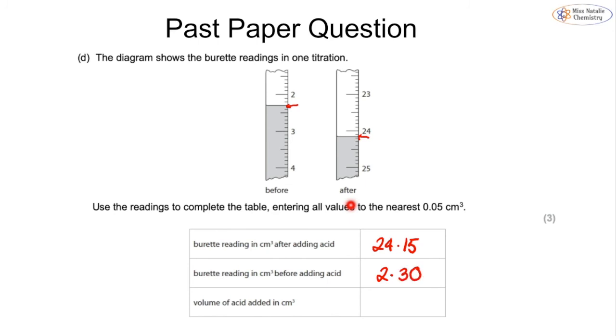So our answer is going to be 2.30. Notice that everywhere I have two decimal places because it asks for the nearest 0.05. If you do not have two decimal places, you will lose a mark here. And then in order to calculate the actual value, we do this number, take away that number, and then it gives us a value of 21.85 centimetres cubed.